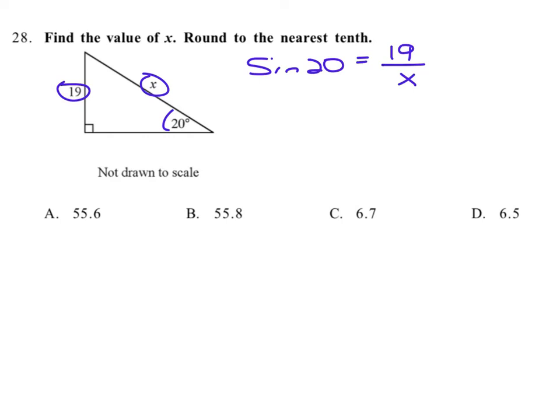And because what we're solving for is in the denominator, we'll do this swapping trick. Swap the position of those two. And what do we get then? We get x equals 19 divided by the sine of 20. And that's a calculatable thing. 19 divided by sine of 20. 55.55, or roughly 55.6. Nice.